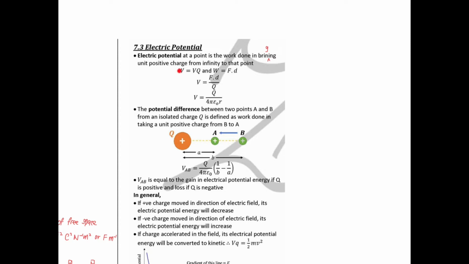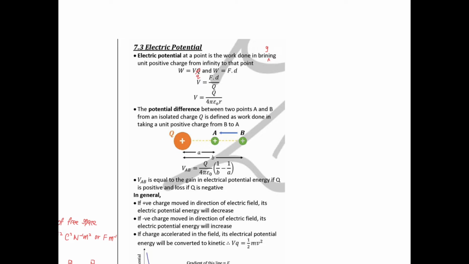Okay, as you can see here, work done equal to V times Q. Okay, so I'm going to change it to small letter q. It will make more sense later. Work done equal to V times Q. So maybe you're wondering, where is this formula coming from? Actually, we learned it last time in this way.